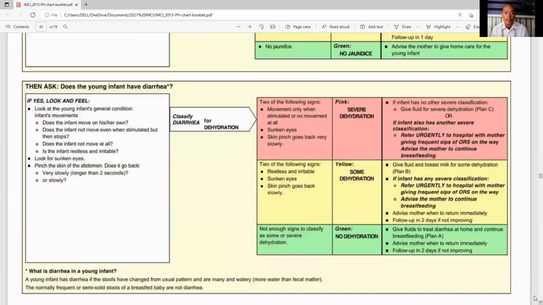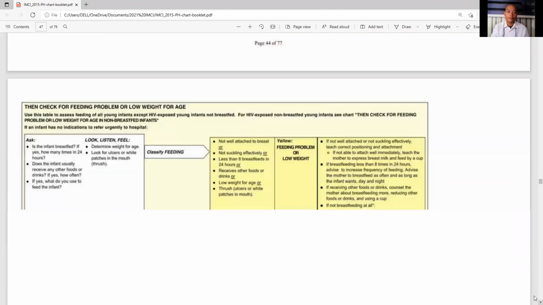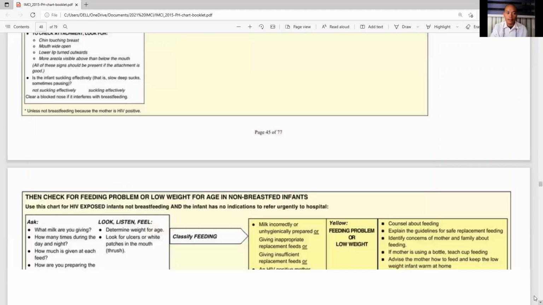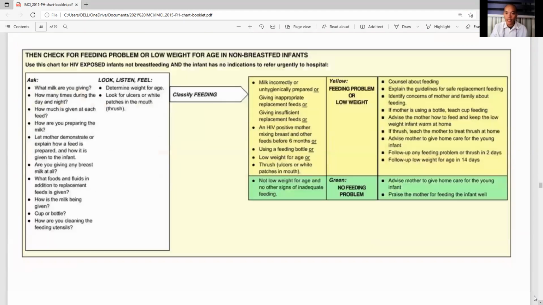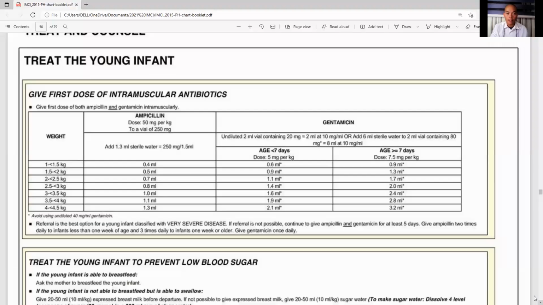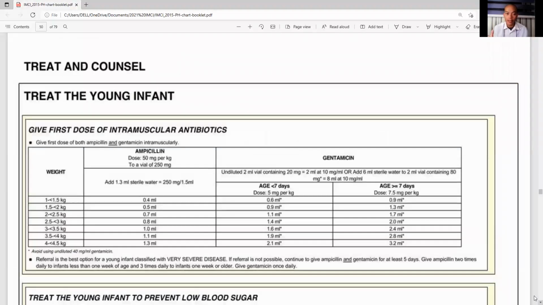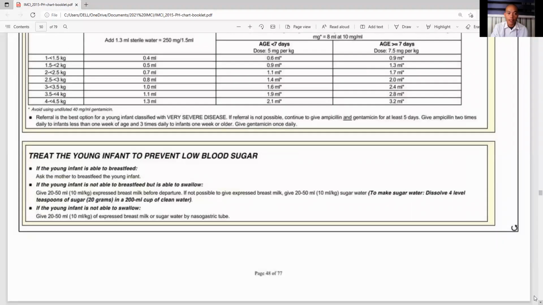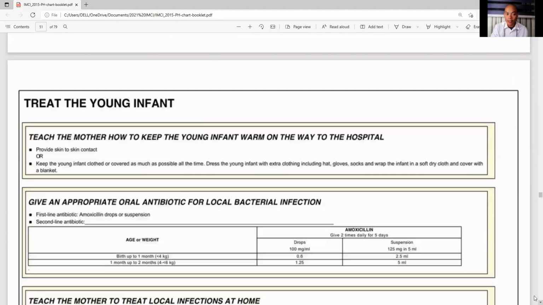After jaundice, we check for diarrhea. After diarrhea, okay, weight. Check for feeding problems. Low weight for age. Next, treat and counsel. Okay, so ito na, medyo mas maiksi yung mga treatment for 2 months and below because nandito na tayo sa treat and counsel. So if there are medications, okay, how to treat the young infant for low blood sugar.